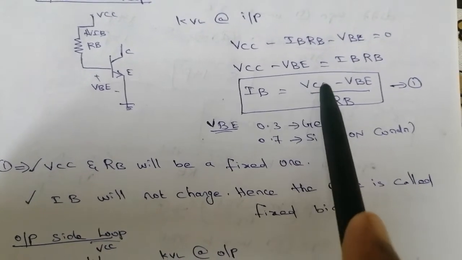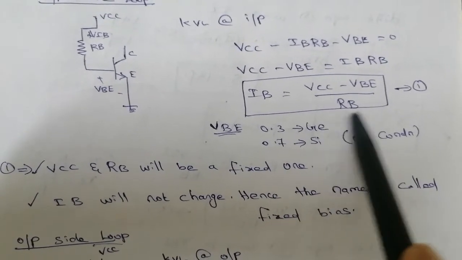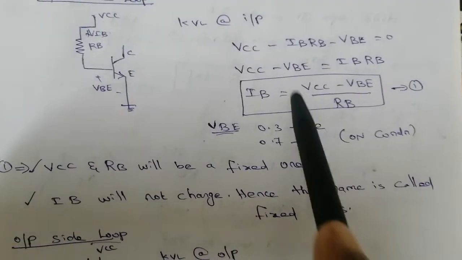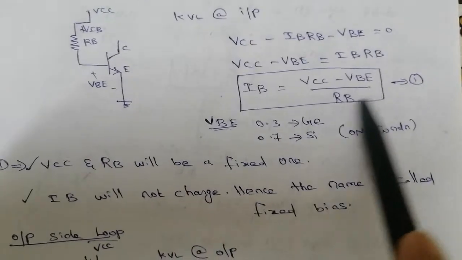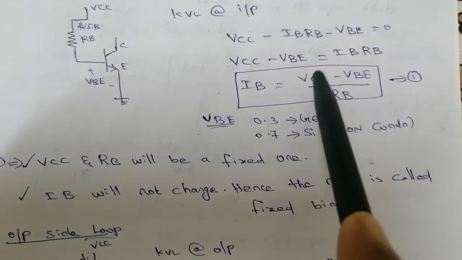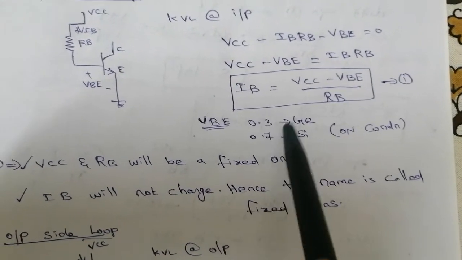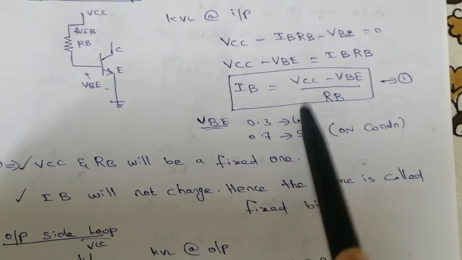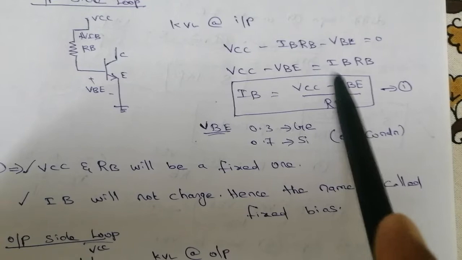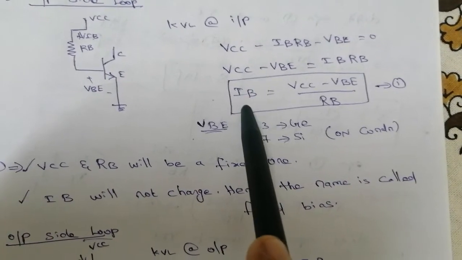If the VCC value increases, the IB value also increases, right? Or if the RB value decreases, the IB value increases. This is the relation of base current with these three terms. But these three terms are constant. They are never going to change, because VCC is constant, base resistance is constant, and the base emitter voltage is also constant for a particular transistor. So it is not possible to change these three terms, so definitely the base current is not going to change. Here the base current is constant.